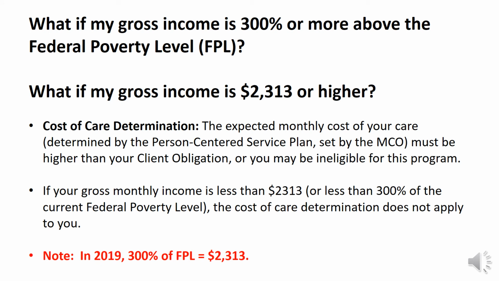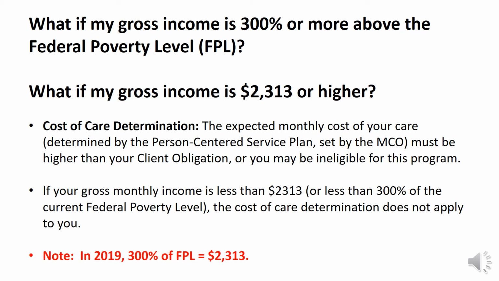What if my gross income is 300% or more above the federal poverty level? So right now, if you'll see the note at the bottom, in 2019, 300% of the federal poverty level is $2,313. So that's the number we'll use to look at this calculation. What if my gross income is currently $2,313 a month or higher? Then the cost of care determination will apply to you.